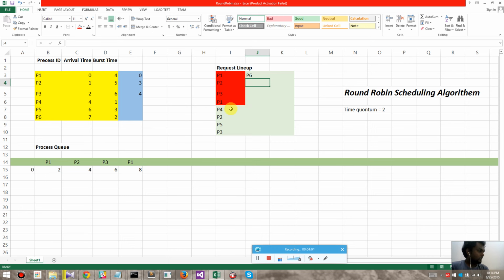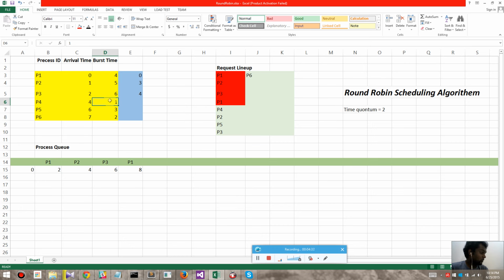Next is P4 who is in the queue. Did I mark P1? Let's see. P3 needs 4, and 2 time units. P1 needs 2. Right. Next, I have to consider P4. P4 is the one who is next in the queue. P4 only needs 1 time unit.